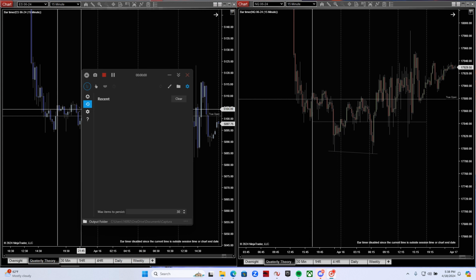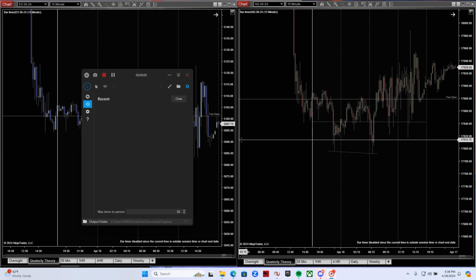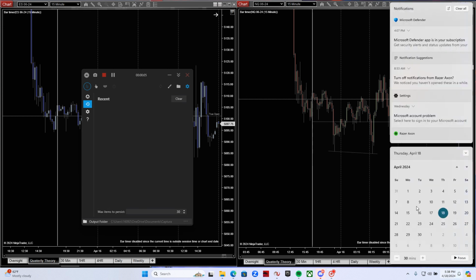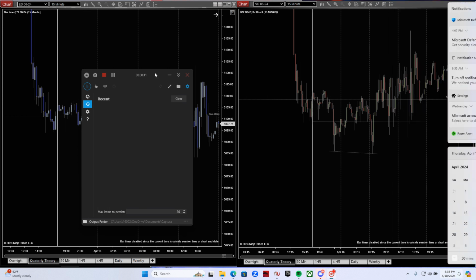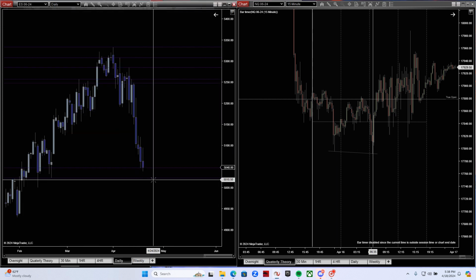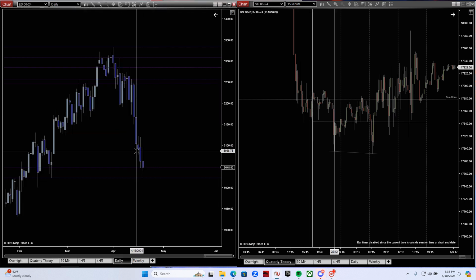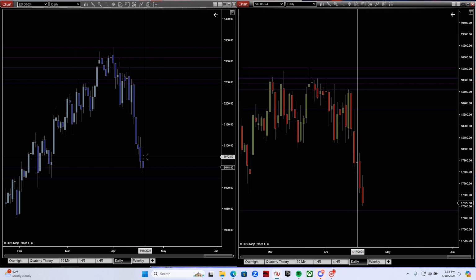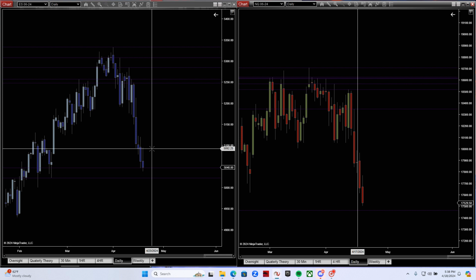Okay, so this is a market recap for, let's see, for the 16th of April. So going into today, as we can see from yesterday, we had a big move downwards, so we could kind of expect more downside. But my thing with that is, since it was such a big move, I wanted a bit of a retracement.